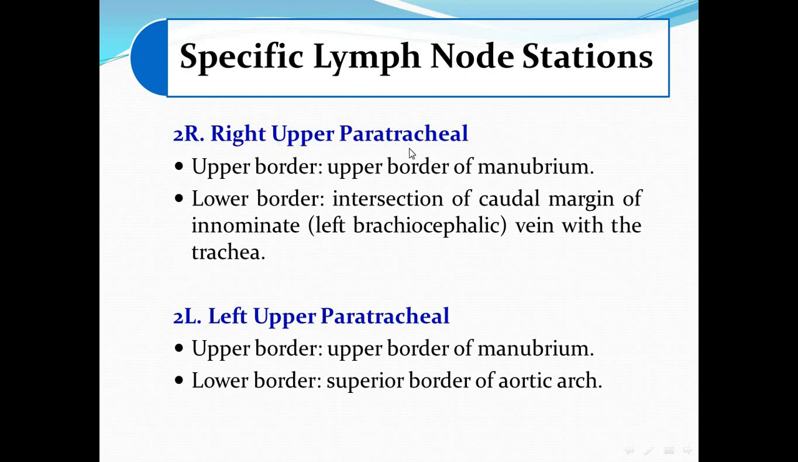For example, here we have the right upper paratracheal. The upper border of them is the upper border of the manubrium. This is the same for the left upper paratracheal, but the lower border is different. The lower border for the right upper paratracheal lymph nodes is the intersection of the caudal margin of the innominate vein, which is the left brachiocephalic vein, with the trachea. But the lower border for the left upper paratracheal lymph nodes is the superior border of the aortic arch.